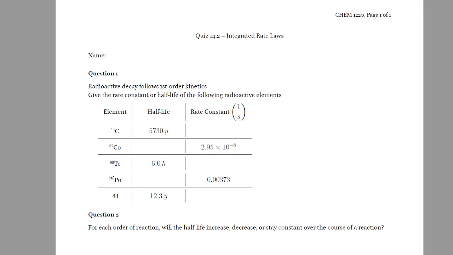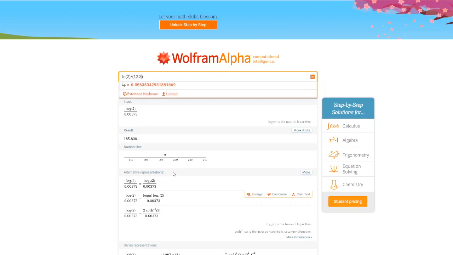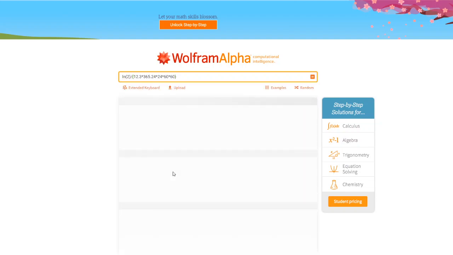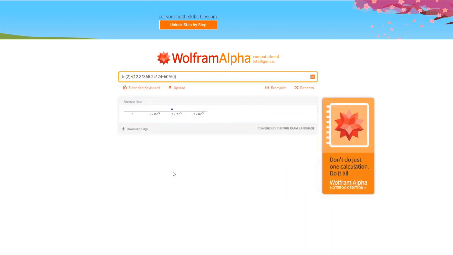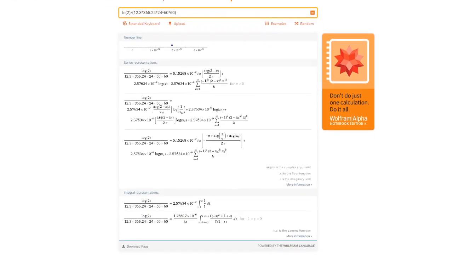So we're going to take the natural log of 2, divide by 12.3 years, and again 365.24 days to the year, 24 hours to the day, 60 minutes to the hour, and 60 seconds to the minute. And this is going to give us a rate constant of 1.79 times 10 to the negative ninth, although it seems to be struggling to get there.